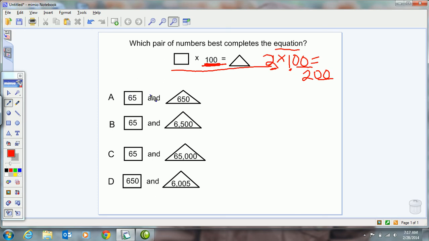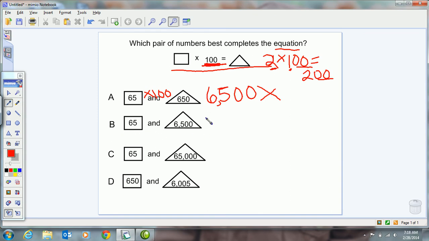So this says 65 and 650. Well, I'm multiplying by 100 on all of these, because that's what it's telling me to do. So if I do 65 times 100, I'll write out 65, and then I add 2 zeros. And then that would be 6,500. And I see in my answer choice here, the triangle, it does not match. So this answer would be incorrect.